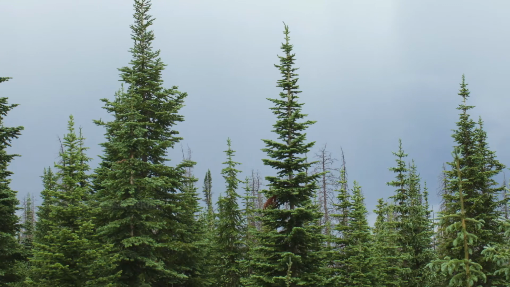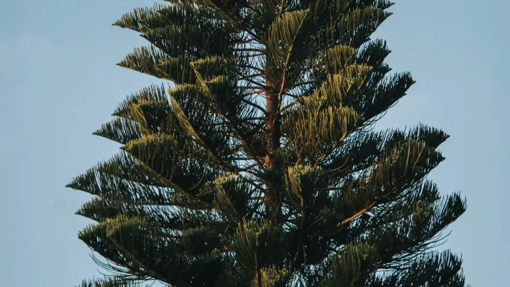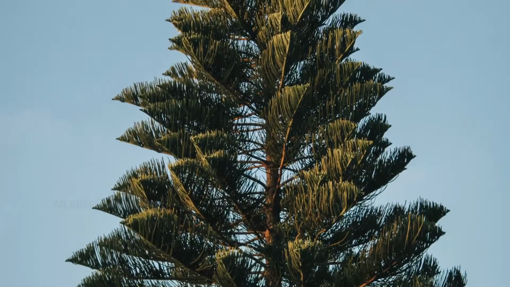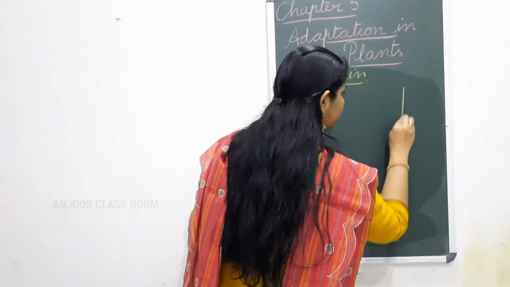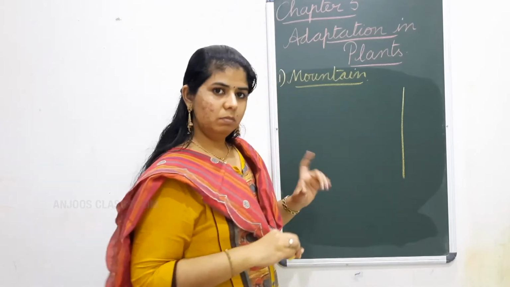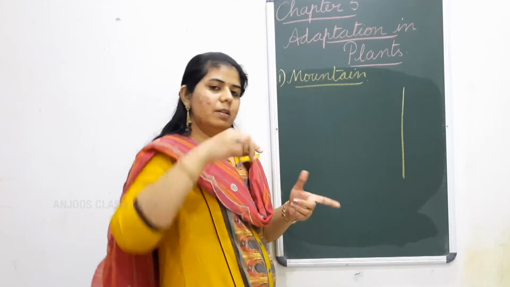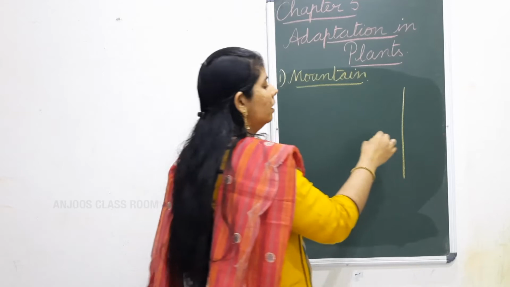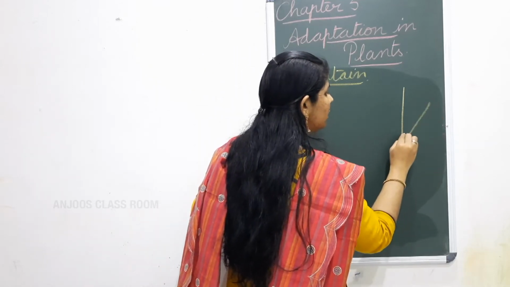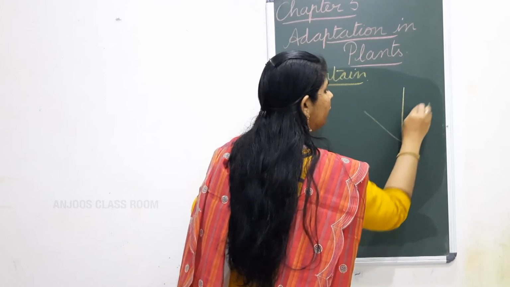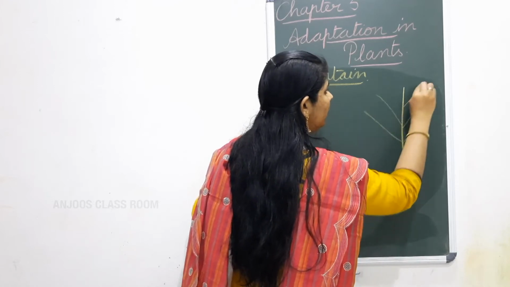It needs to protect itself now. So, they will be very tall, straight and have the conical shape. Can you understand? It will be very tall. Straight, it won't be slanting, and it will be conical shape. That is, your branches will be in such a way that it looks like the shape of a cone.